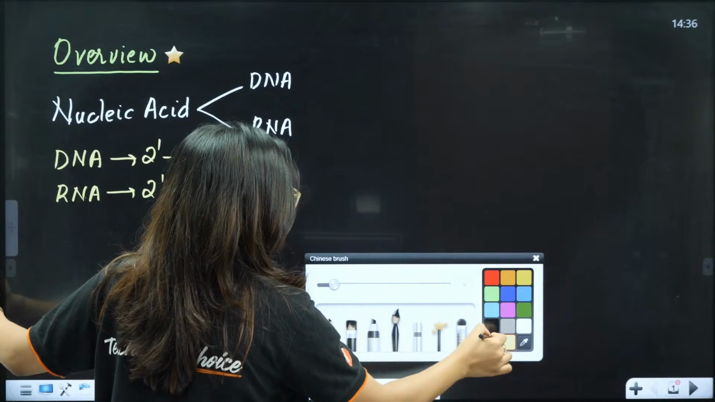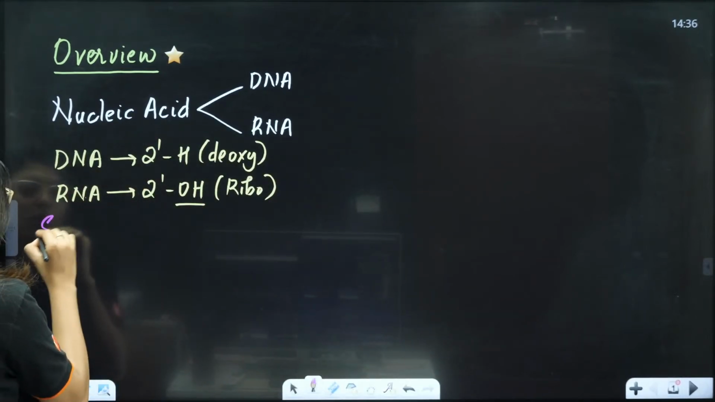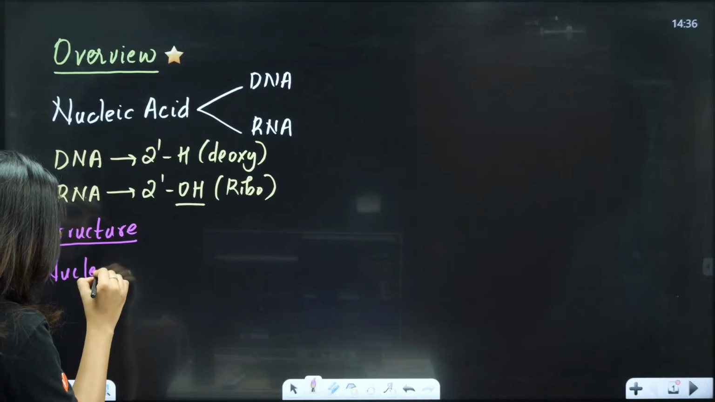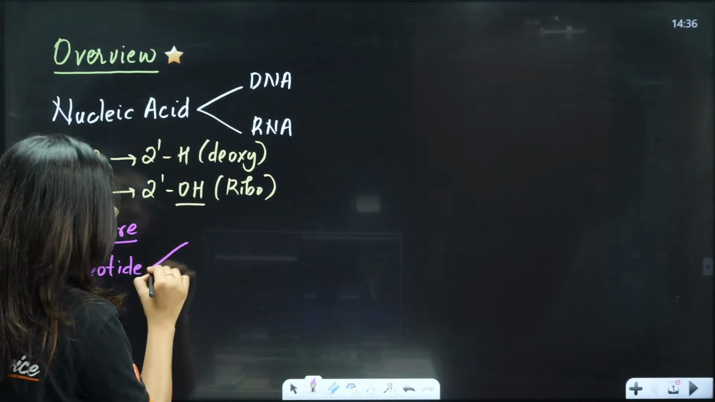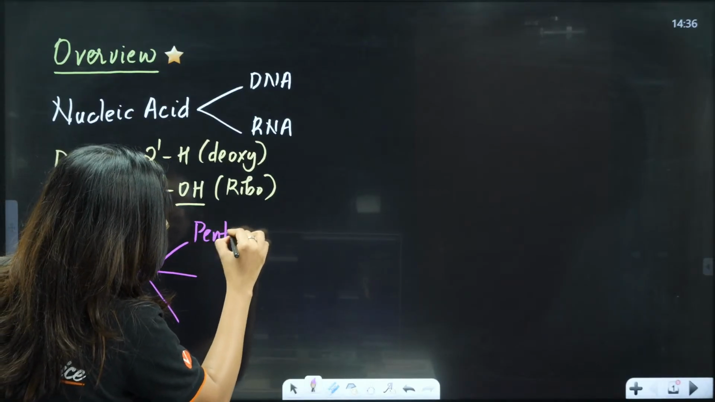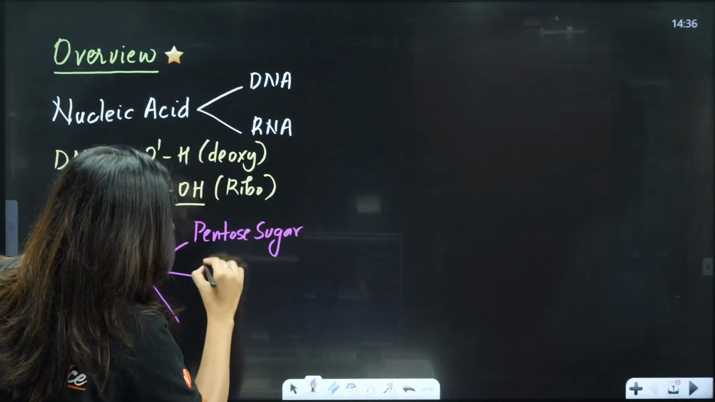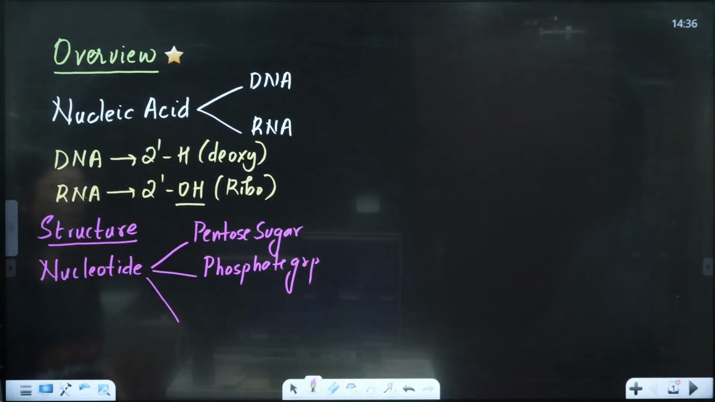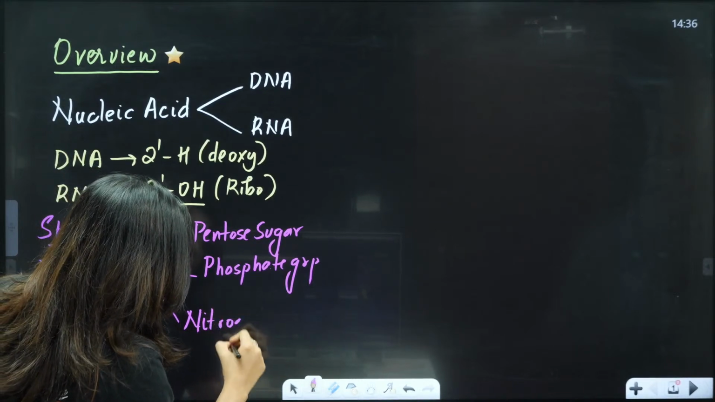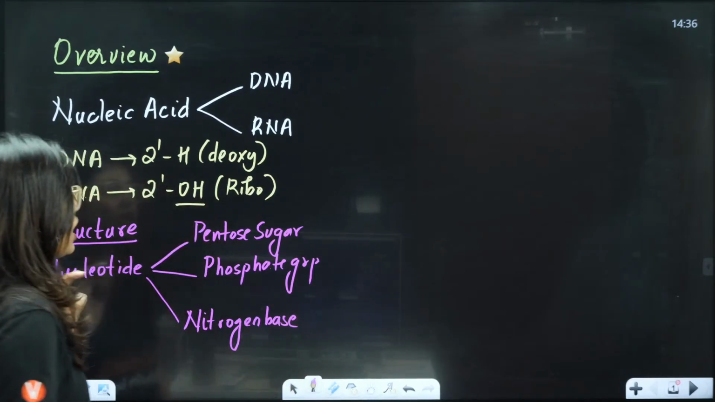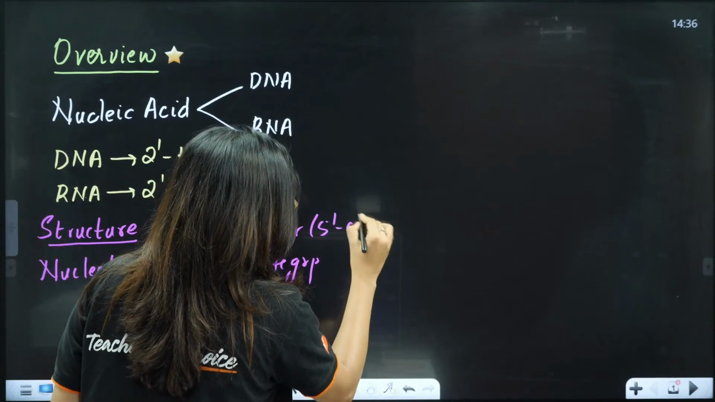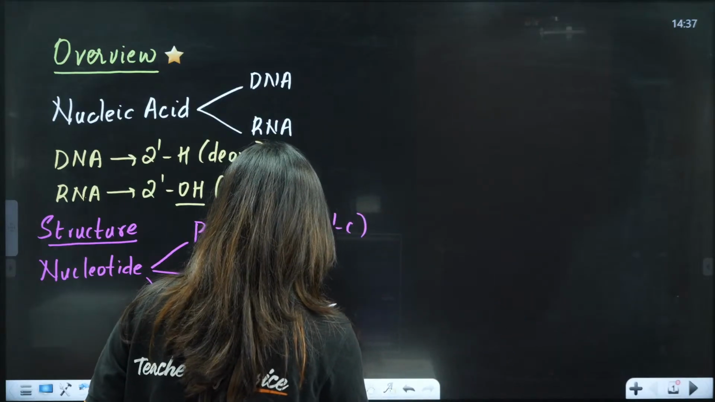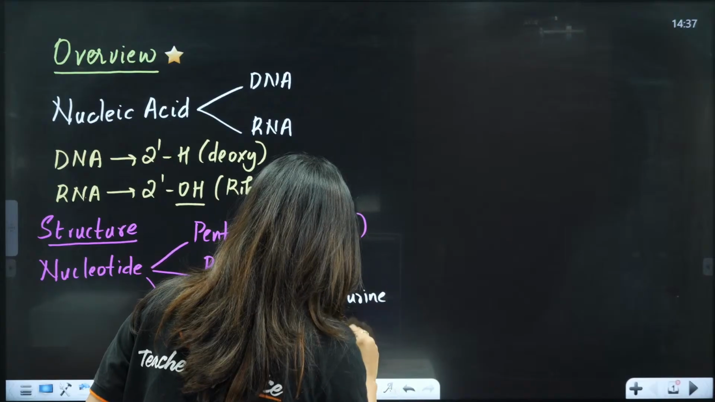Now talking about their structure, what is their structure made up of? Their structure is made up of nucleotides. What are the components of a nucleotide, students? Tell me quickly in the chat box: pentose sugar, phosphate group. How did I ask you to remember? NPP, you remember. NPP, and nitrogenous base. Understood? Pentose sugar means 5 carbon sugar. Clear? Phosphate group, the normal phosphate group, and nitrogenous base. In nitrogenous bases there are purines and pyrimidines.